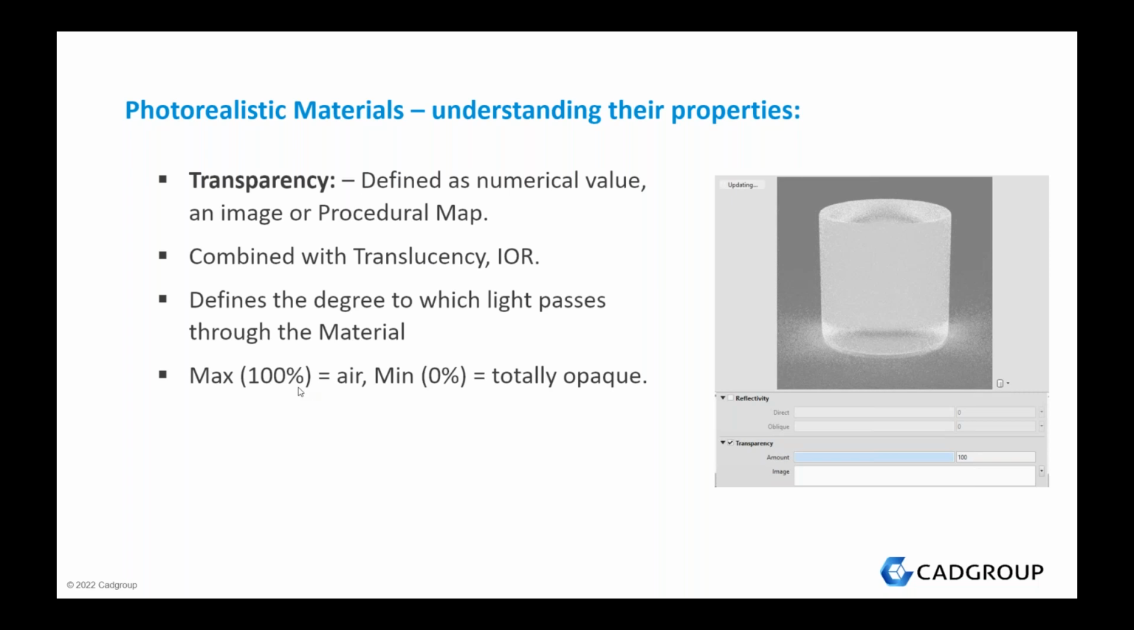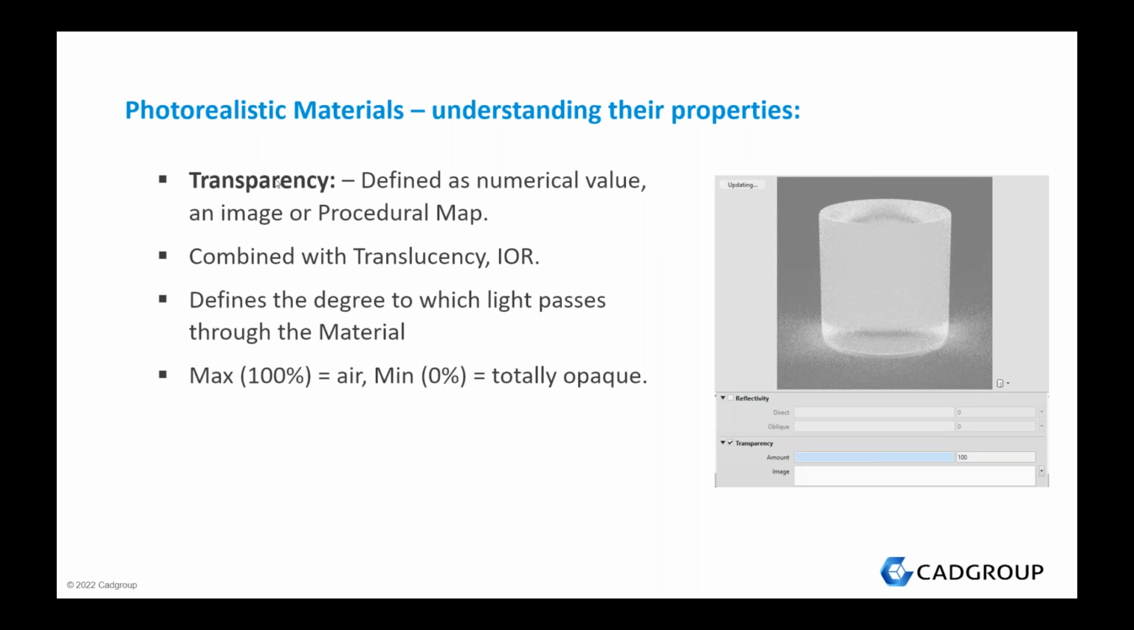Something like air has 100% transparency, and something that's totally opaque has 0% transparency. Now, interestingly, as strange as it might sound, even though it's air, you do have other controls that you need to take account of. So the other two controls are translucency and index of refraction, or IOR for short.